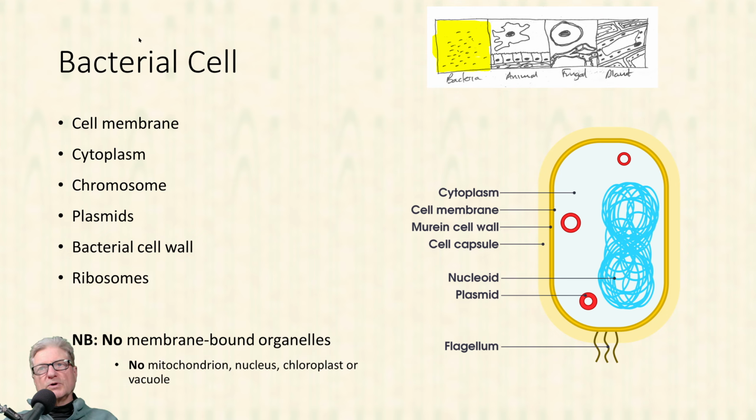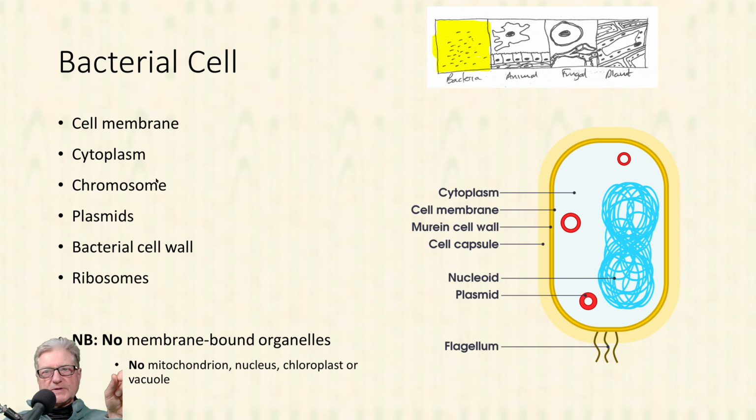All right. So what are the characteristics of a bacterial cell? Well, they all have a cell membrane, they all have a cytoplasm, they all have chromosomes, and they all have ribosomes. So the 4 things that all cells have are present in all of the types of cells. When we go to plant cell and fungal cell and animal cell, we'll see all 4 of these things: cell membrane, cytoplasm, chromosome, and ribosomes.